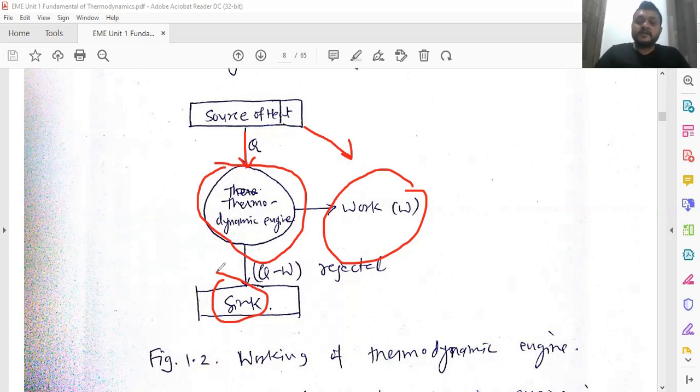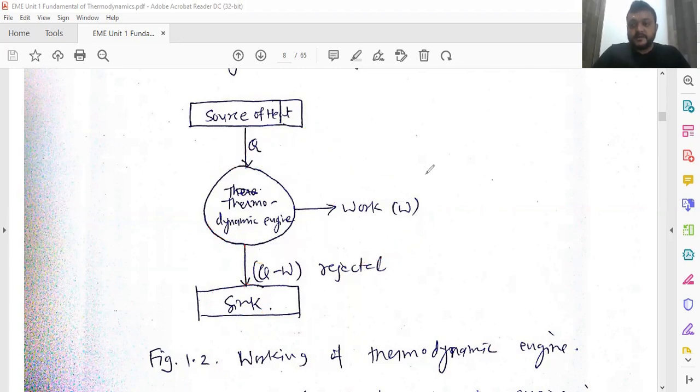So heat is never 100% converted into work. Some amount of energy, that is Q minus W. Because here you are supplying Q and W is the output, then what is extracted here? Q is the input minus W is the output, so Q minus W is wastage, that is rejected. That is the fundamental principle of the thermodynamic engine. Any mechanical element that produces power is called a thermodynamic engine. So this is the concept of the thermodynamic engine.